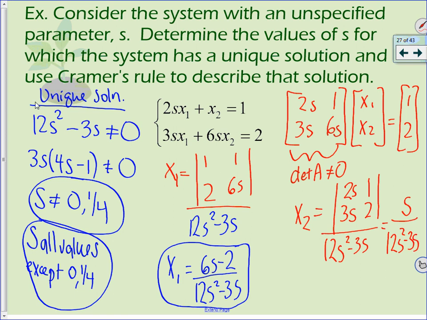And since we already stated the restrictions on s, we can reduce x2. But we want to make sure we say that s cannot equal 0 and 1/4, because the 0 doesn't look bad in x2 if we reduce it, but we should because we did state that that was the restriction on s for a unique solution. Questions? Isn't this fun? Totally different way to do it.